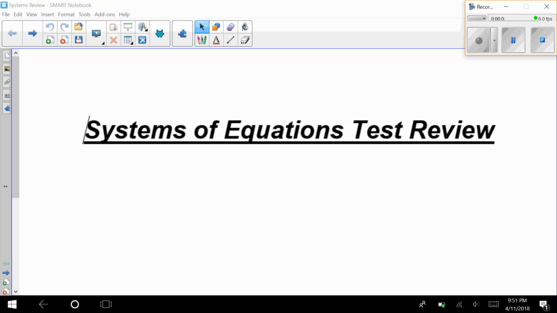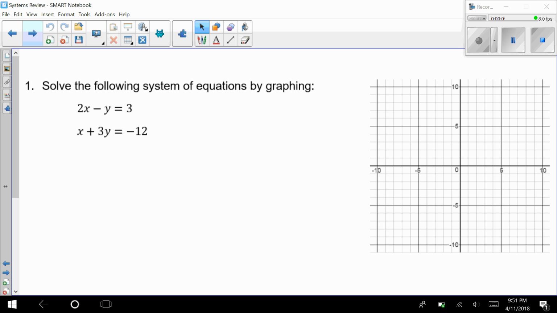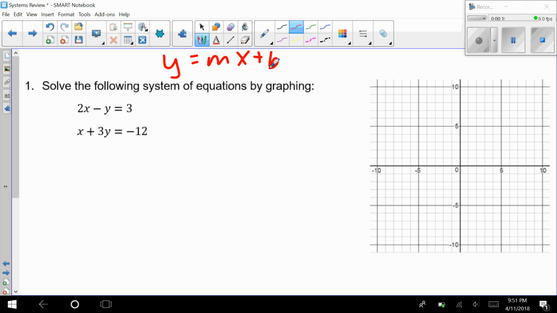This is a review for our Systems of Equations test that will be on Friday, April 13th. The first problem in our review is to solve by graphing. In order to solve by graphing, we want our equation in slope-intercept form. Remember, slope-intercept form is y equals mx plus b, where m is the slope and b is the y-intercept.